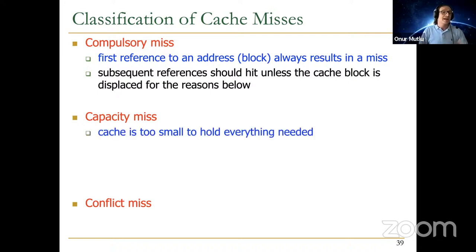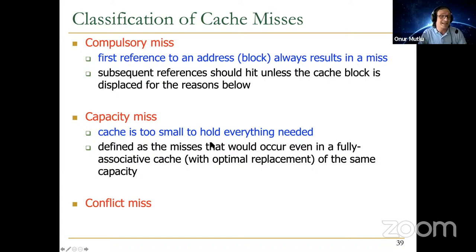A capacity miss is when misses happen because the cache is too small to hold everything that's needed. You have a 32 kilobyte cache and your working set is 35 kilobytes, for example, right? This is defined as the misses that would occur even in a fully associative cache with optimal replacement of the same capacity. So basically, this is how it's defined formally. And you can think about it this way because you eliminate the conflict potential, so you can classify a cache miss as a capacity miss or conflict miss. How do you classify it? This is the definition of a capacity miss.